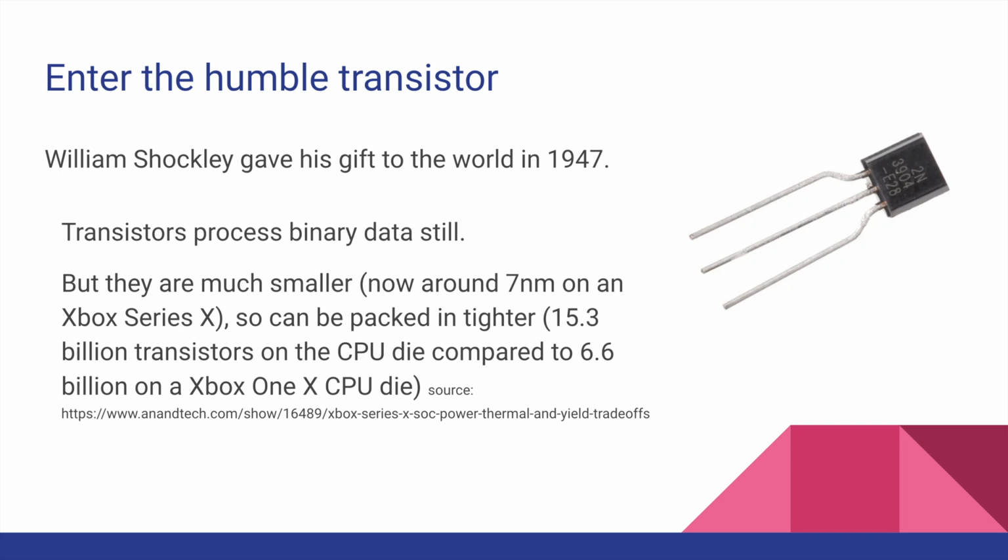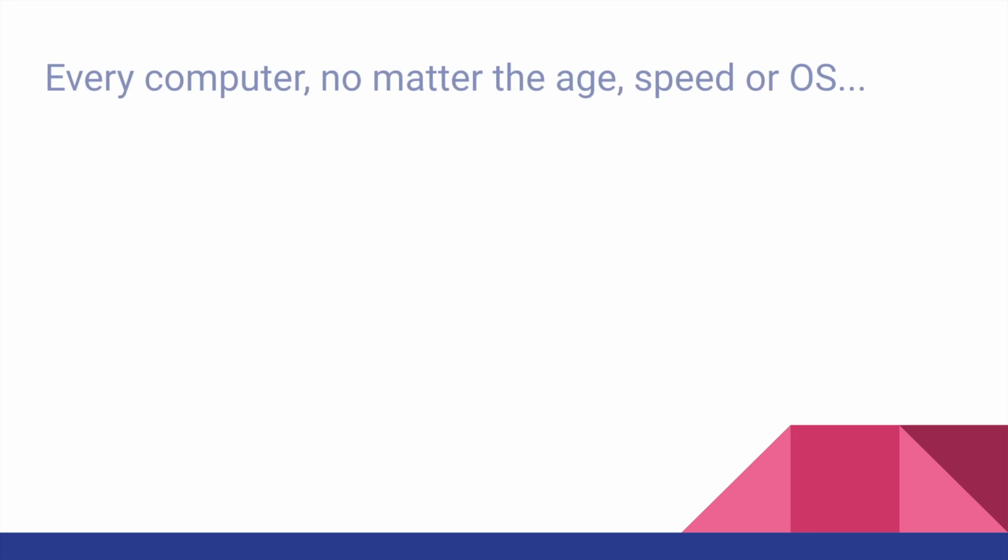And so therefore on an Xbox Series X, you can fit about 15.3 billion transistors on a CPU die. Now if we compare that to the previous generation of Xbox console, the Xbox One X, it had 6.6 billion transistors on its CPU die. Short version of the story is there's a lot of transistors, very powerful processing, and in one generation of console, it's 1.5 the size or number of transistors. That's an impressive move forward.